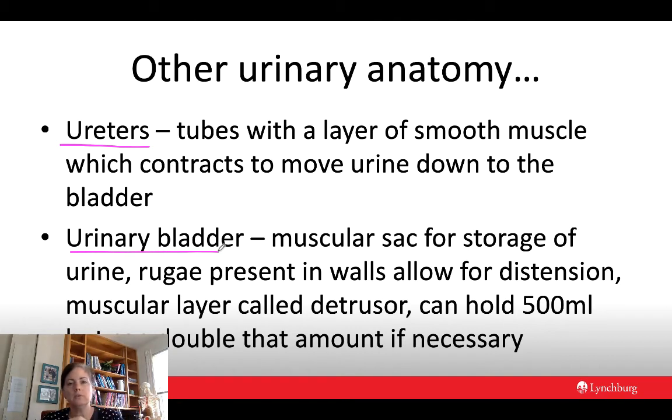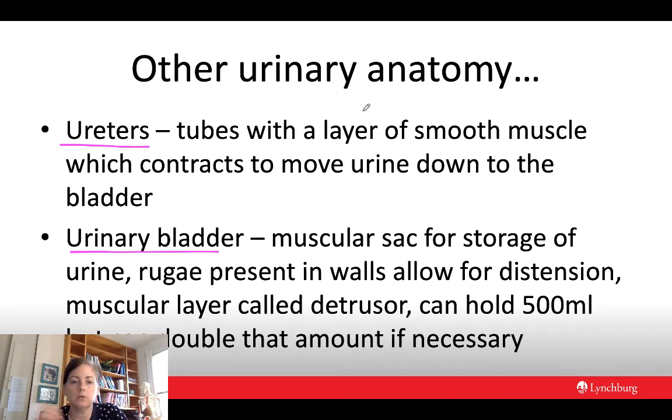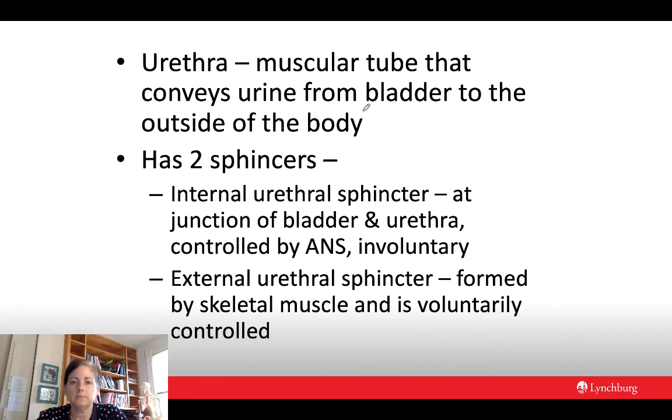It's going to hold it until you say that it can come out of your bladder. And what we see in the urinary bladder is folds in the wall of the bladder, and that's called rugae, just like the stomach. So it's able to distend and fill with urine before we let it out. The walls of the bladder do contain a layer of muscle, and that's called the detrusor muscle. And that's what's going to contract when you urinate in order to push that urine out.